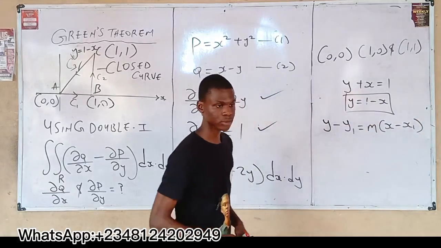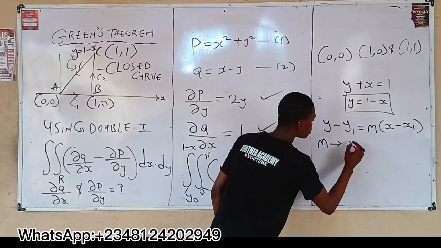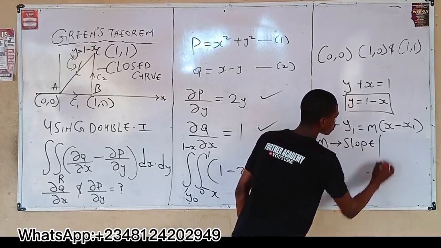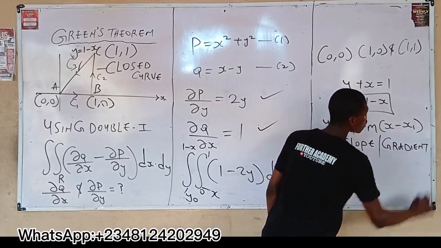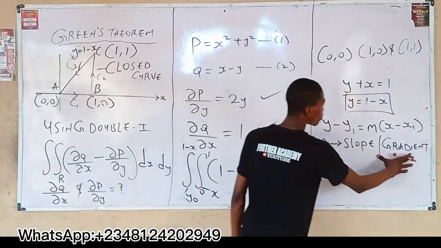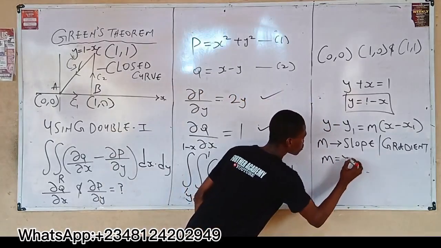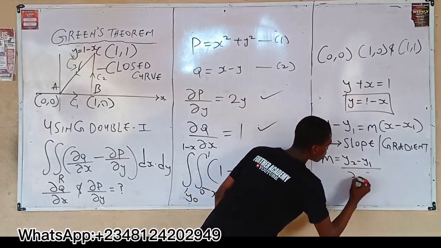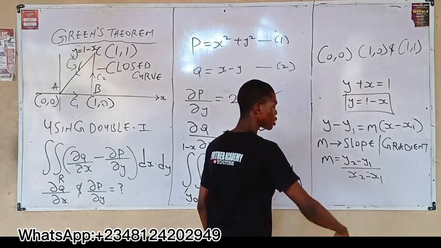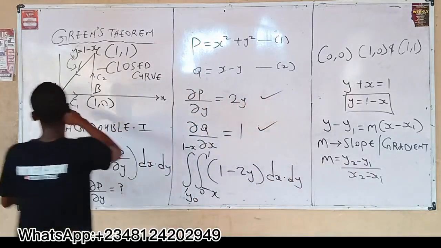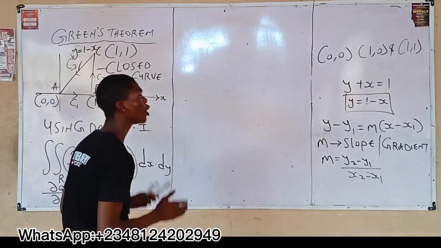What's m? M is the gradient, meaning slope. M is the slope, or you say gradient. Now, how do you get slope or gradient? By formula, m equals y2 minus y1 over x2 minus x1. Now, how do you know x1, x2, y1, y2? From the vertices, or you say the coordinates.